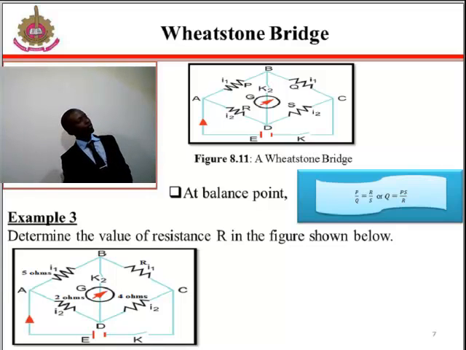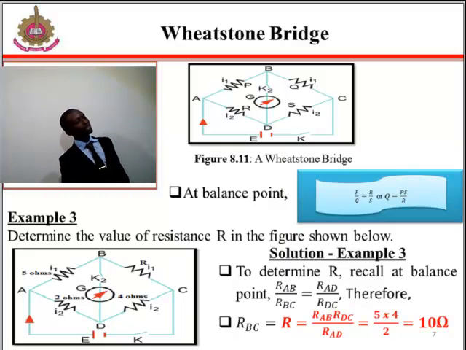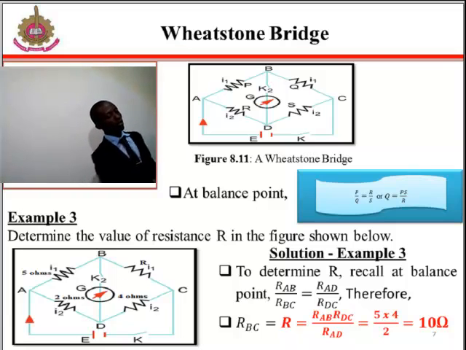Example 3. Determine the value of resistance R in the figure shown below. Solution. To determine R, recall at balance point, resistance RAB divided by resistance at arm BC is equal to resistance at arm AD divided by resistance at arm DC. Therefore, RBC, which is R, is equal to the product of RAB and RDC divided by RAD, which is equal to 5 multiplied by 4 divided by 2, which is equal to 10 ohms.